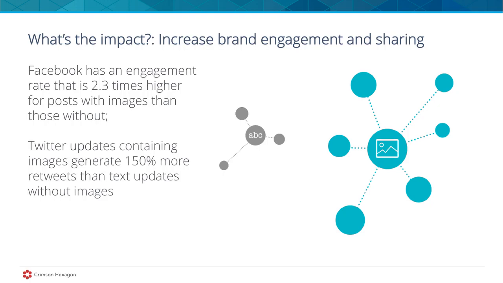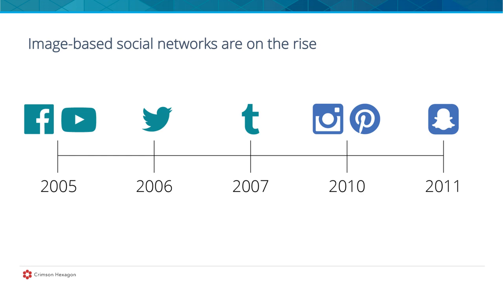Well, the impact is that on sites like Facebook, engagement rate with images is 2.3 times higher than posts without images. Twitter updates containing images generate 150% more retweets than text updates without images. But more importantly, we're seeing this fundamental shift within the social networks.